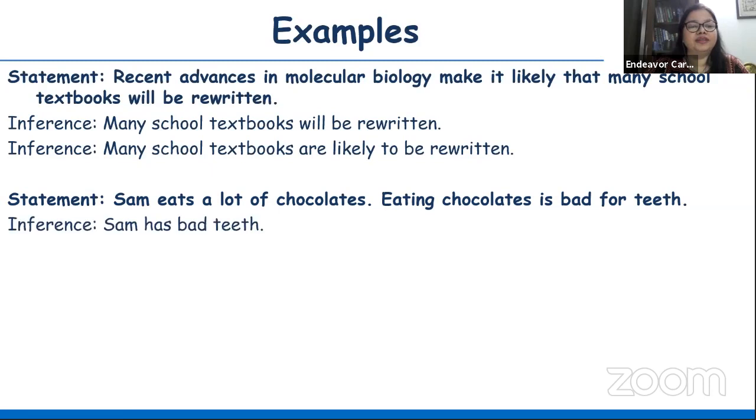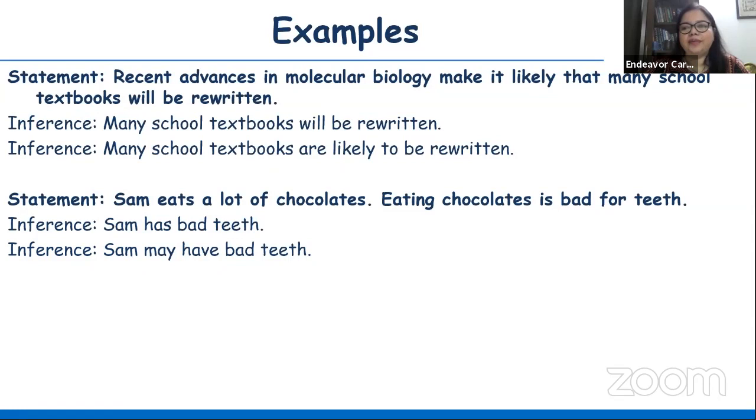So can I infer Sam has bad teeth? Sorry, eating chocolates is bad for teeth. All right. So can I infer that Sam has bad teeth? Sam eats a lot of chocolates. Eating chocolates is bad for teeth. Sam has bad teeth. Can we say this? No, we can't. You will say that, no, this is wrong. Can I take this inference? Sam may have bad teeth? Yes, I can. Sam may have bad teeth.